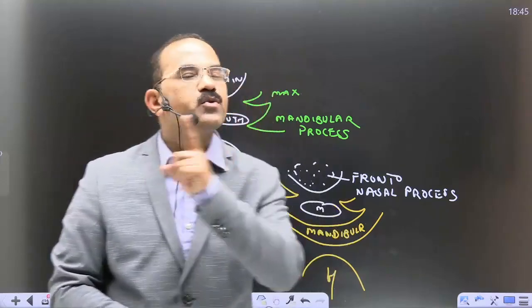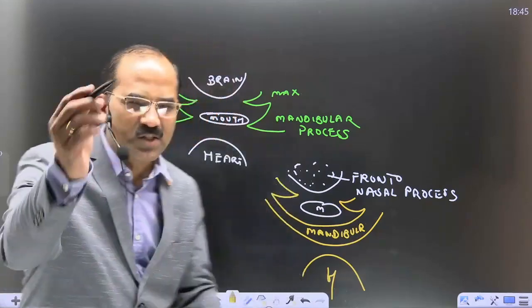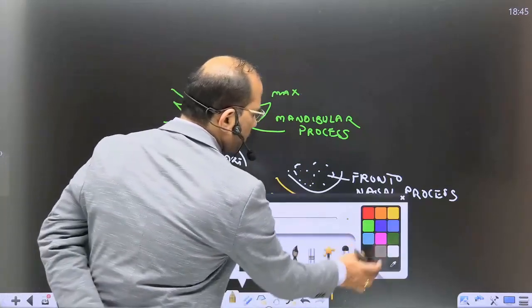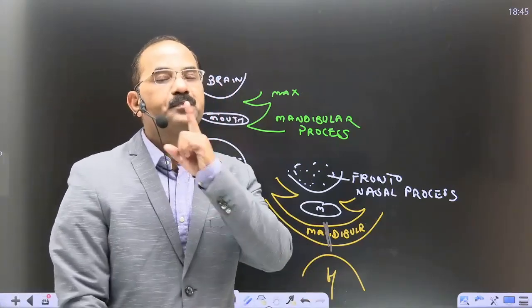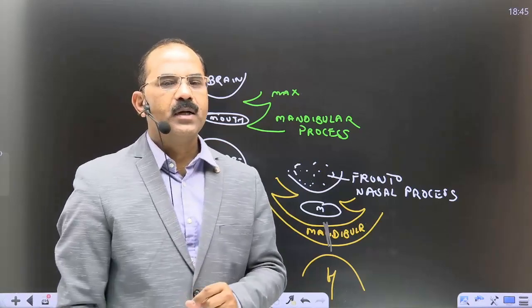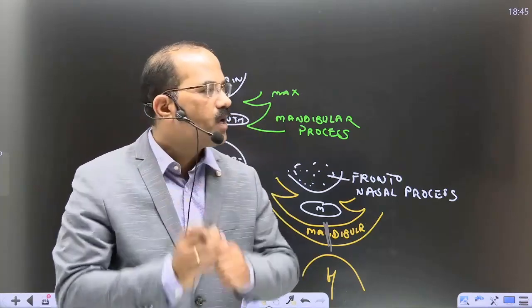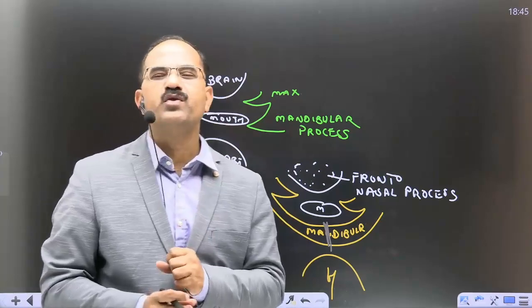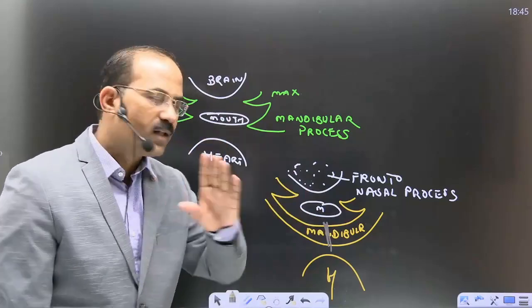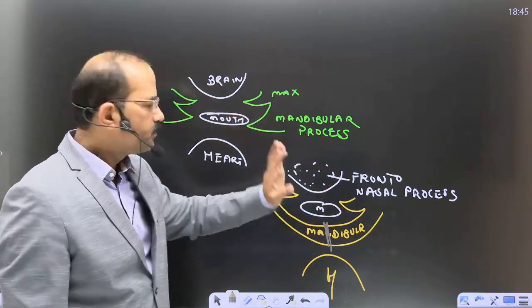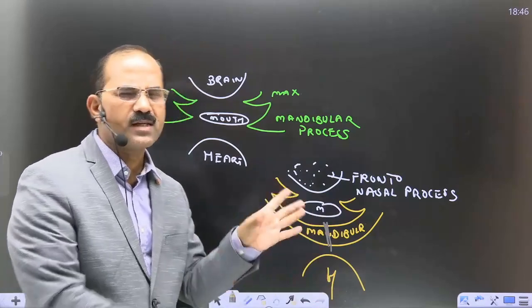So suppose these two mandibular processes do not fuse, we get a cleft right here in the midline. Students, what do you call this cleft in the midline? This is what we call a midline lower lip cleft, and this midline lower lip cleft is due to non-fusion of two mandibular processes. Clear? So now the mandible is formed. What are we left with? We are left with the frontonasal process and the two maxillary processes.